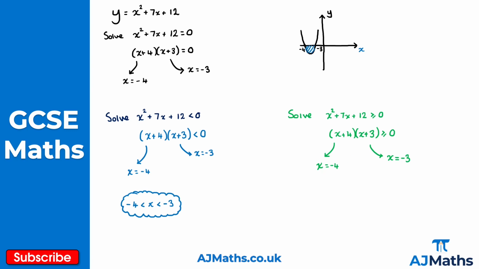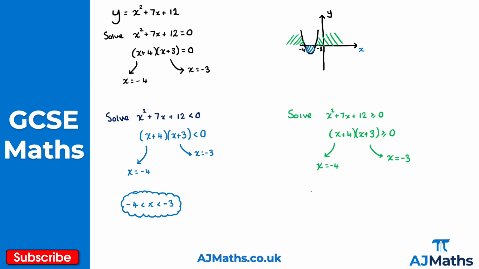And in this case here then, we're going to have two regions here. I'm going to have everything to the right of minus 3 here, like so. I'm going to have everything to the left of minus 4. Okay. So how do we present those now as our solution to this quadratic inequality?